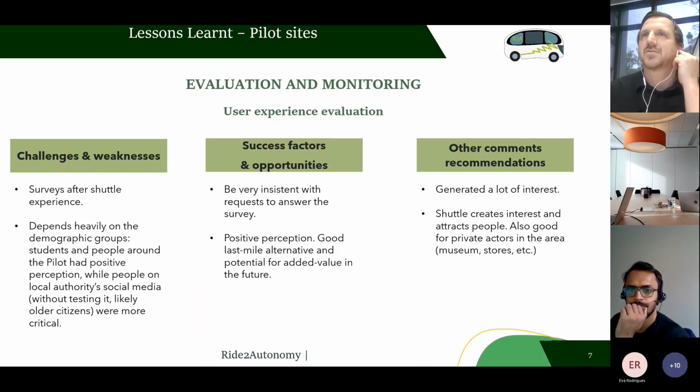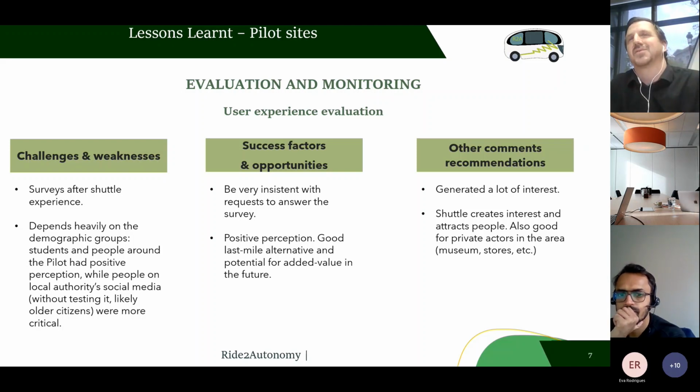So success factors: to be insistent with requests to answer the survey. Very useful feedback when you can get it. So that was a comment of sticky, but to really be persistent about how you approach that, and maybe the QR code is a good approach.